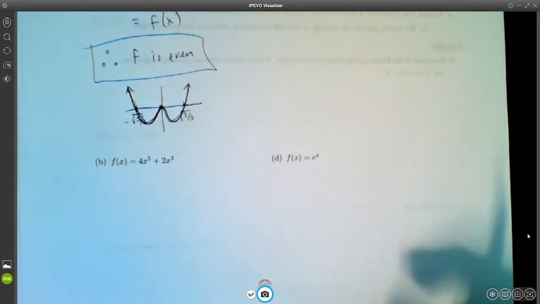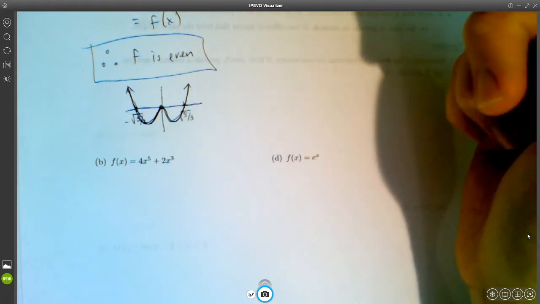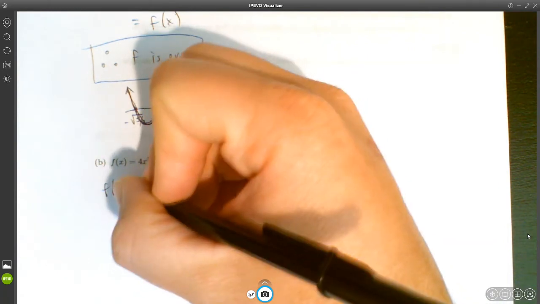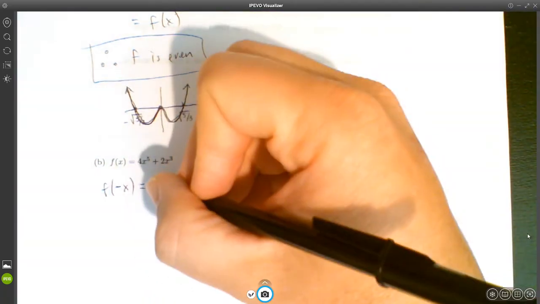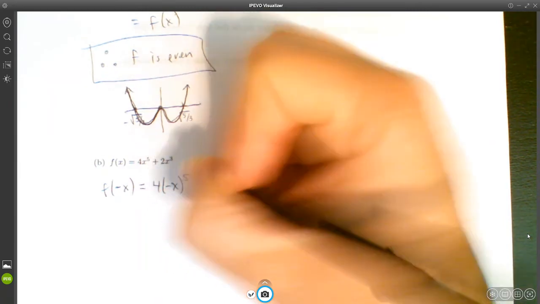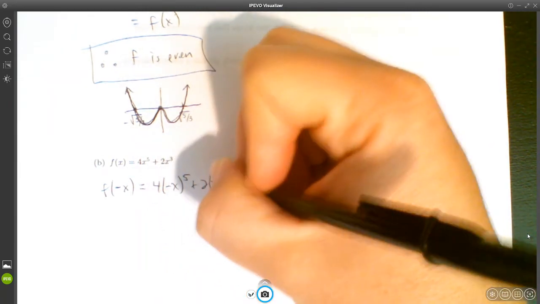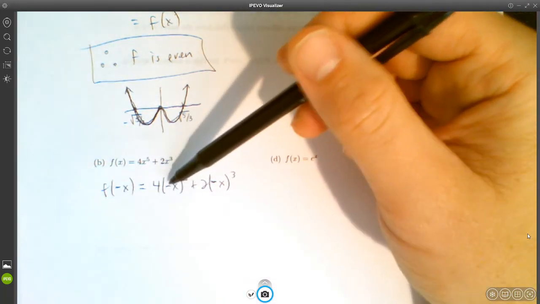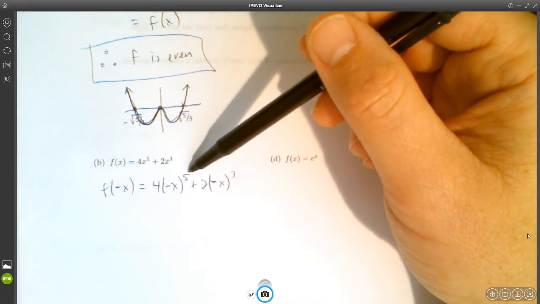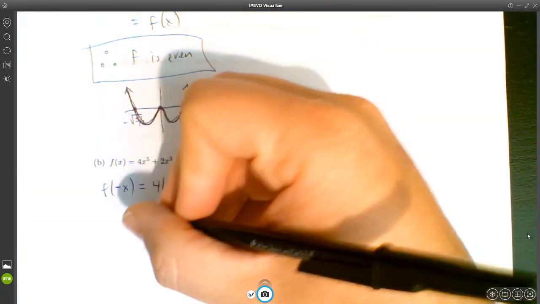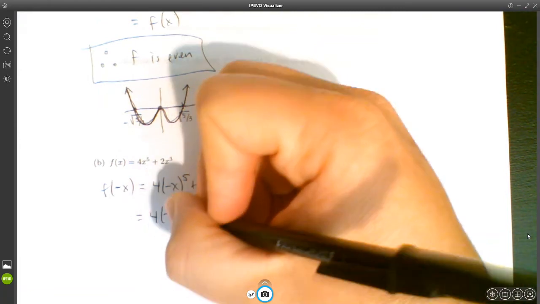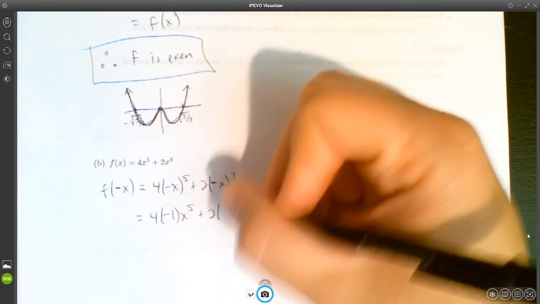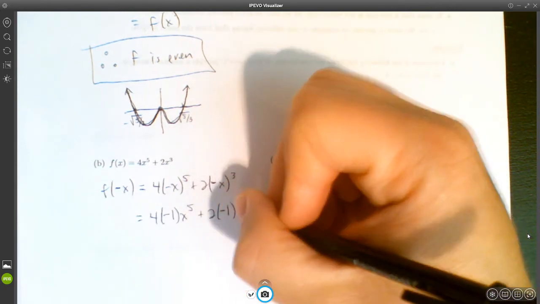Part B, we have 4x to the fifth plus 2x cubed. So again, if I want to determine if this is even or odd, or possibly neither, I would plug in f of negative x. In this case, I would get 4 times negative x to the fifth power plus 2 times negative x to the third power. Now, negative 1 to the fifth power is negative 1, so this is the same thing as saying 4 times negative 1 times x to the fifth. And this is the same thing as saying 2 times, since negative 1 cubed is still negative 1, 2 times negative 1 times x to the third.